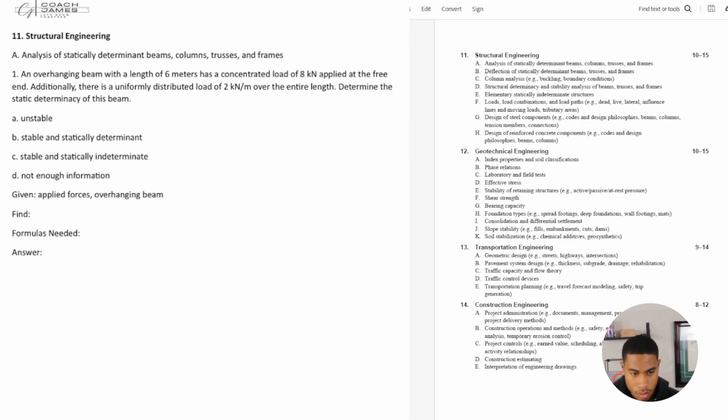Okay. So what information are we given? We are given all of the applied forces. I have that already shown. We're also given that it is an overhanging beam, right? So what is an overhanging beam?